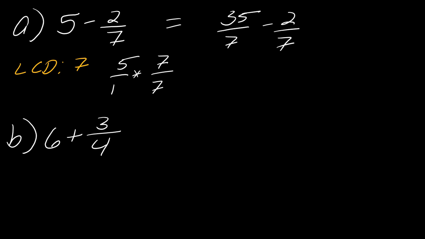So now this 5 is going to turn into 35 over 7 minus 2 over 7. And since I have the same denominator, I can go ahead and finish the subtraction. 35 minus 2 is 33. So this is 33 over 7.